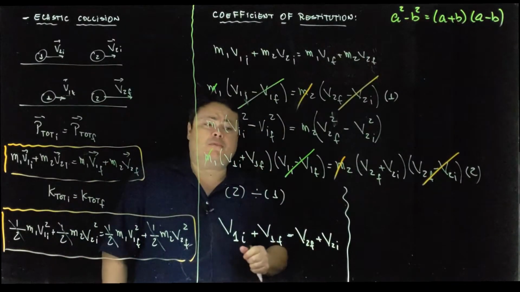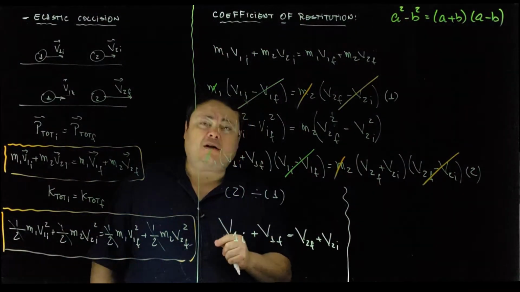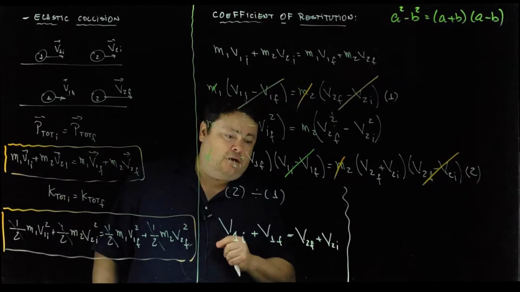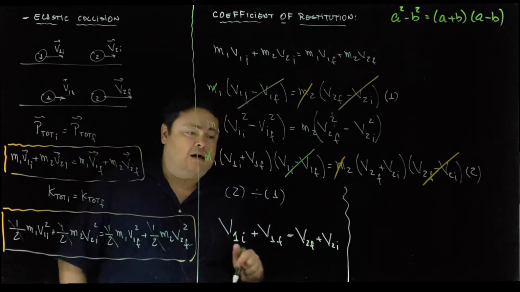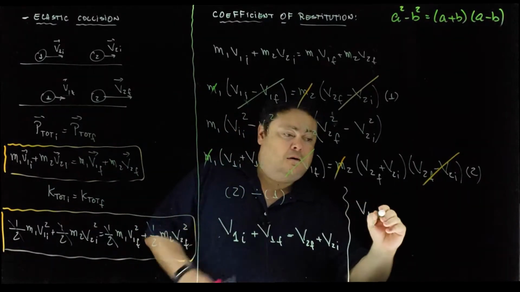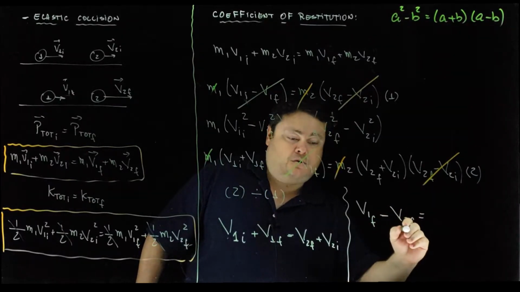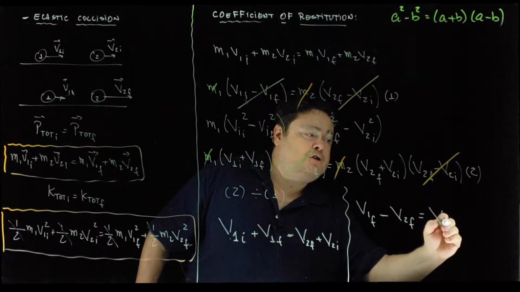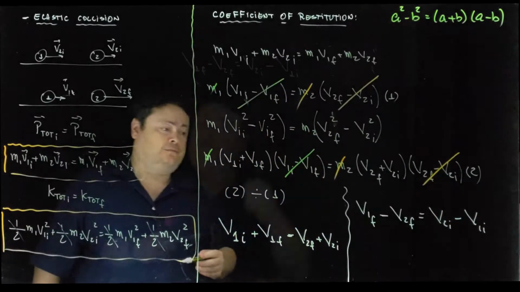This equation can be rewritten this way. If I get everything that has to do with final and move it to the left-hand side, and everything that has to do with initial to the right-hand side, I would have v1 final minus v2 final equals v2 initial minus v1 initial.